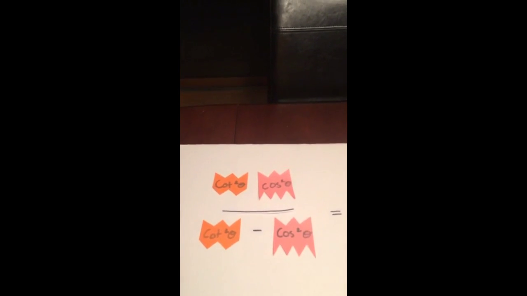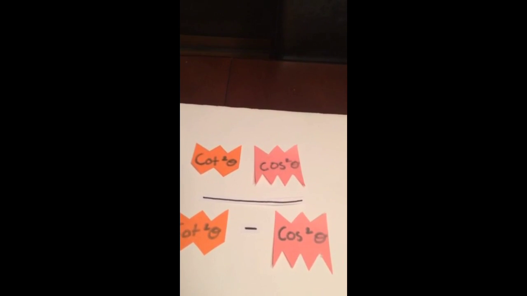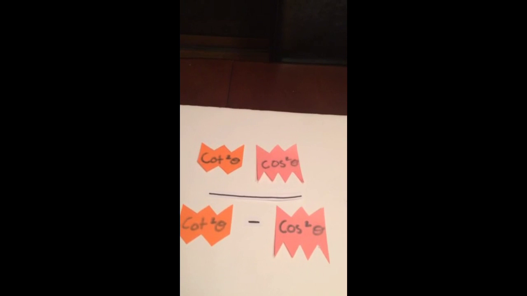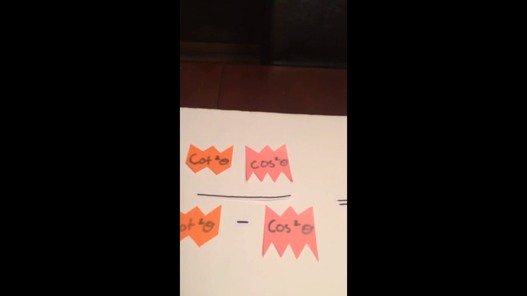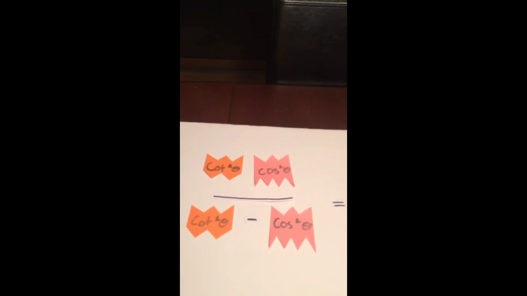The equation I was given for the trig identities manipulative project was cotangent squared theta times cosine squared theta over cotangent squared theta minus cosine squared theta equals 1. And when you're solving these equations, you want to use the trig identities to simplify it so you can get it to equal 1.